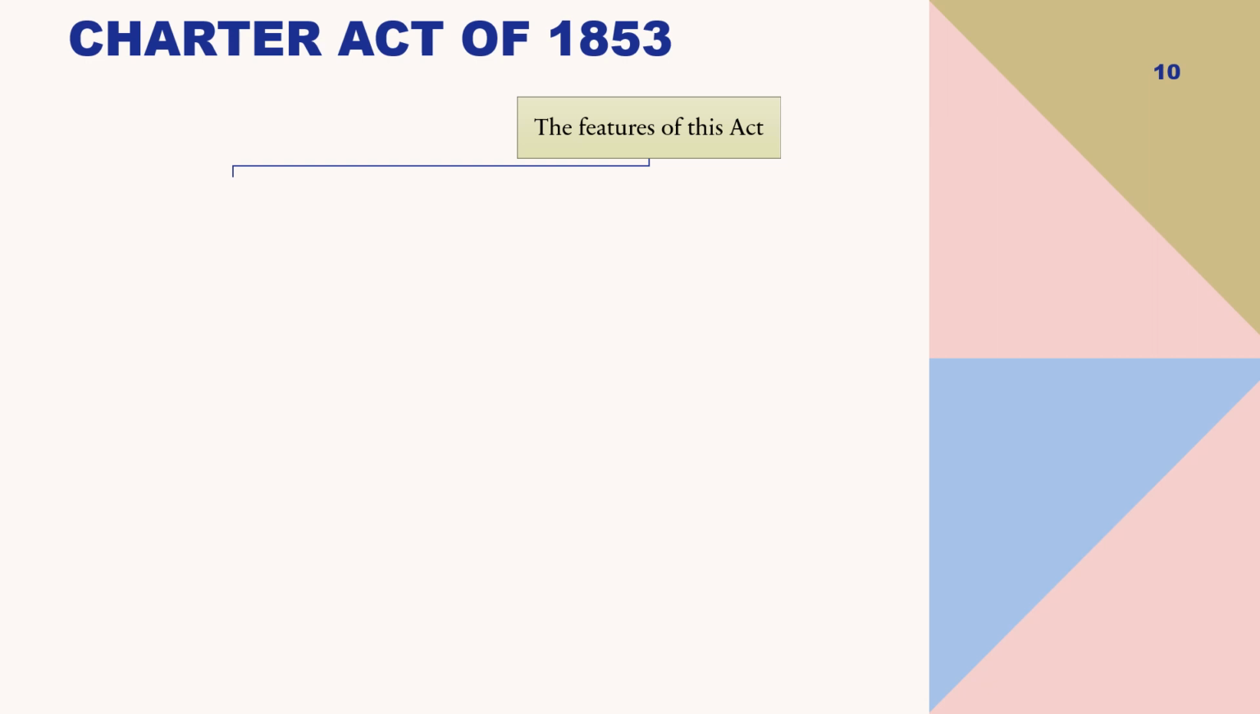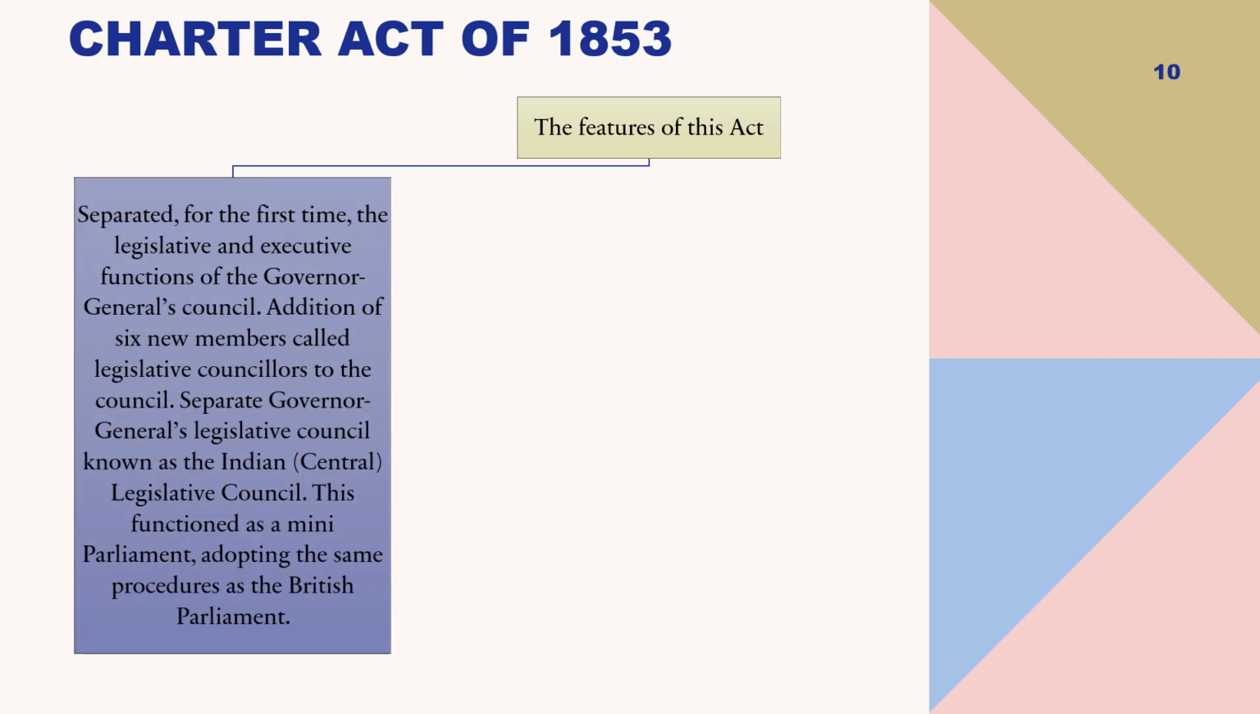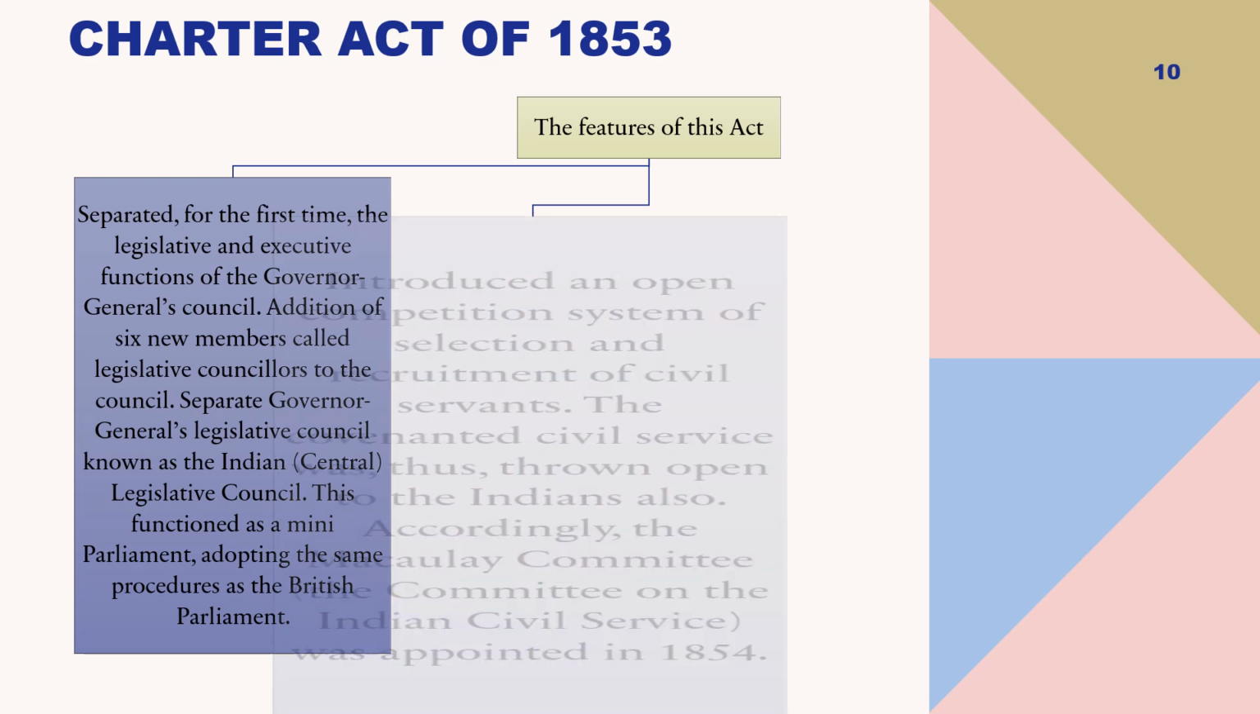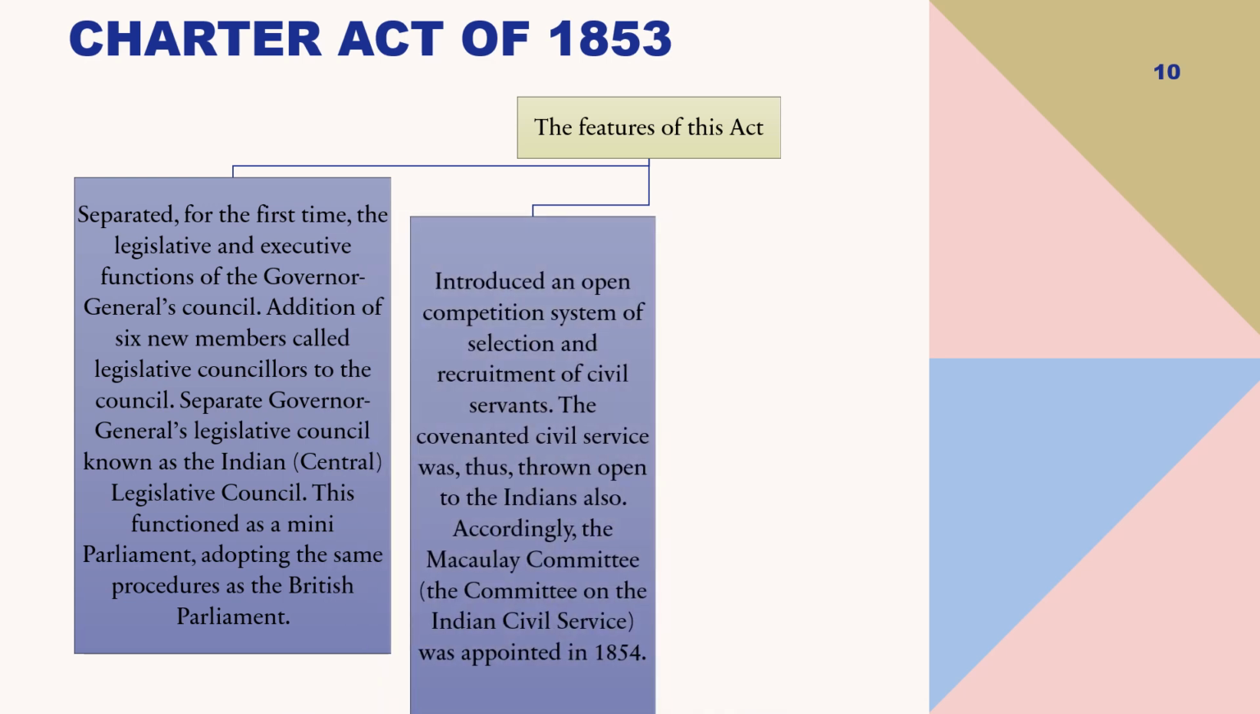It separated the legislative and executive functions of the Governor General's Council for the first time. An addition of six new members were the legislative councillors. They are known as legislative councillors to the council. And this separate Governor General's Legislative Council is known as the Indian Legislative Council. And it acted as a mini parliament and adopted the same functions as that of the British Parliament.